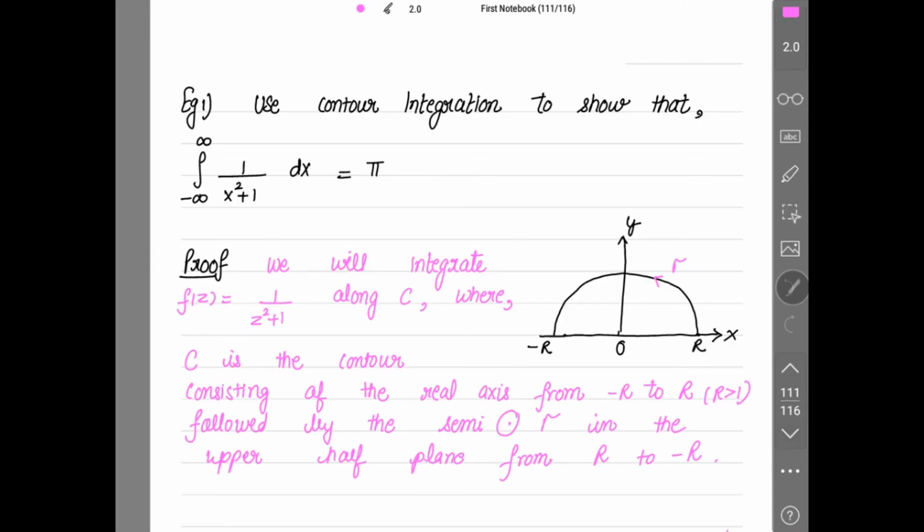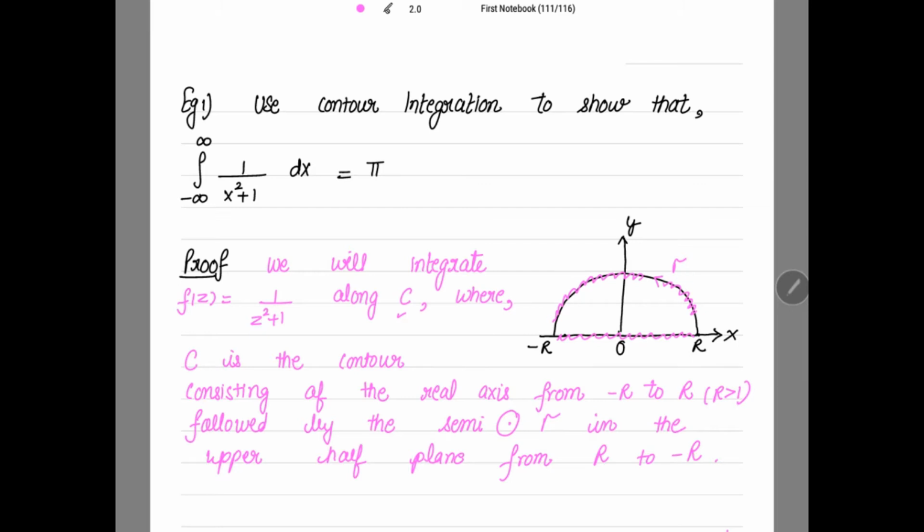Next, I'm going to start now an example. Now we have to integrate the given integral over two things. One is over this real axis plus this arc, which is your semicircle. This complete contour is the circle C. This is C, the complete contour, which consists of this real axis plus this semicircle, which is tau.